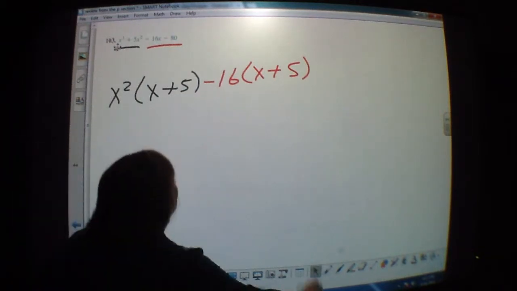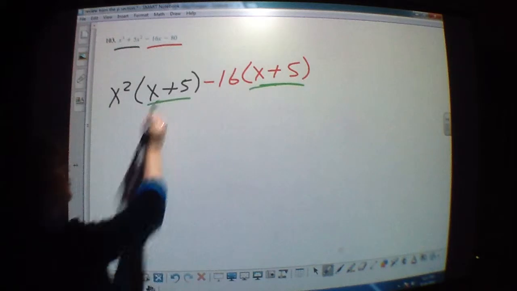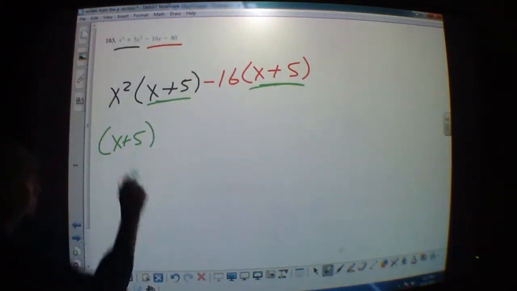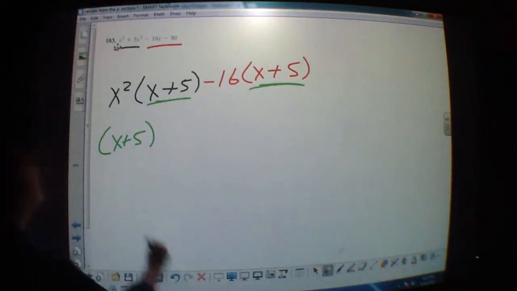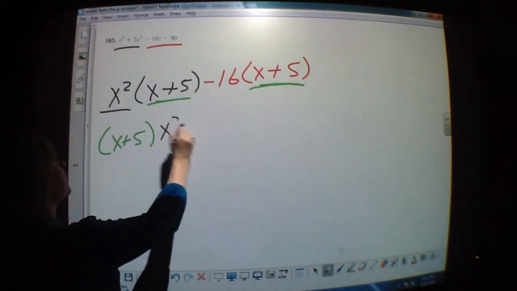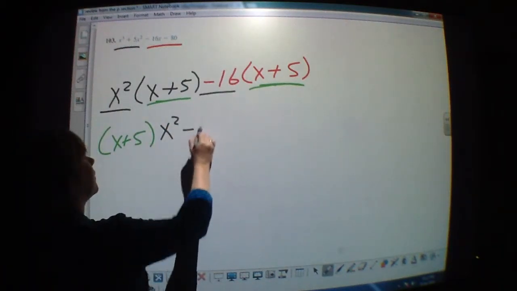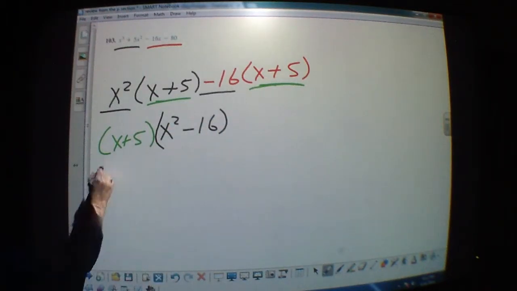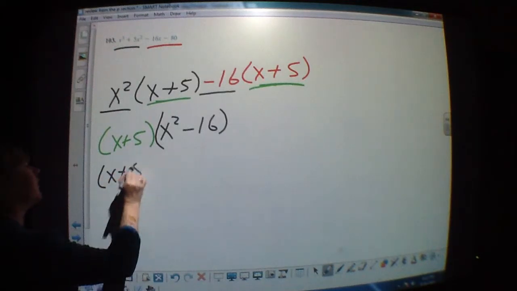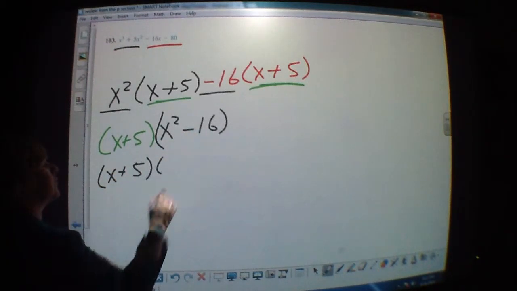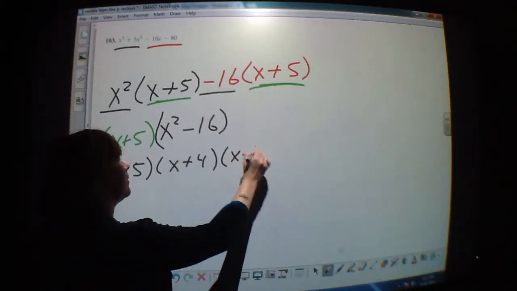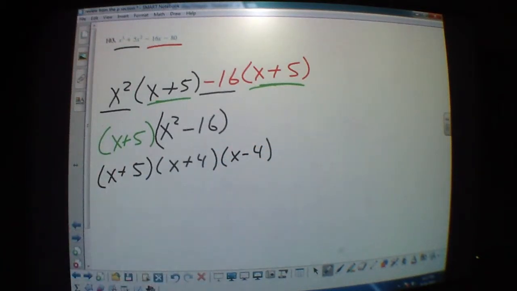Now, those are common, so I'm going to factor that out. And then I'm left with x squared minus 16. And then the very last step is factor it if you can factor it more. Difference of perfect squares, x plus 4, x minus 4. So there's your whole answer.